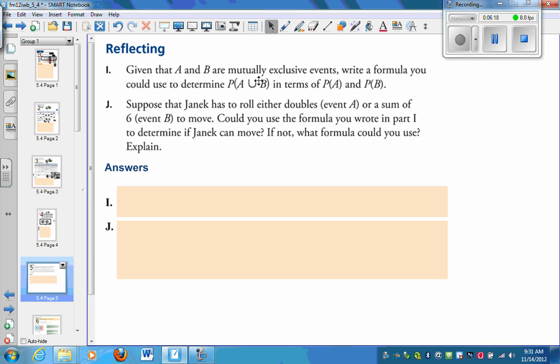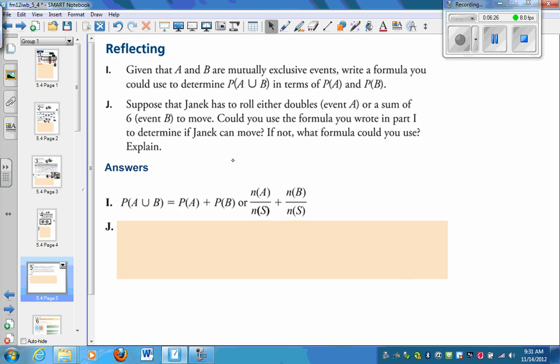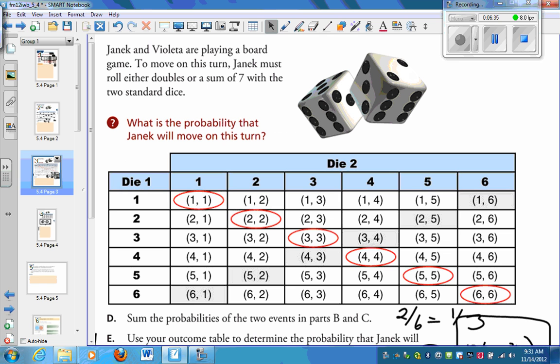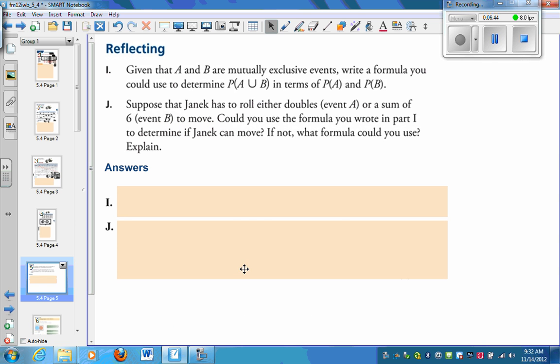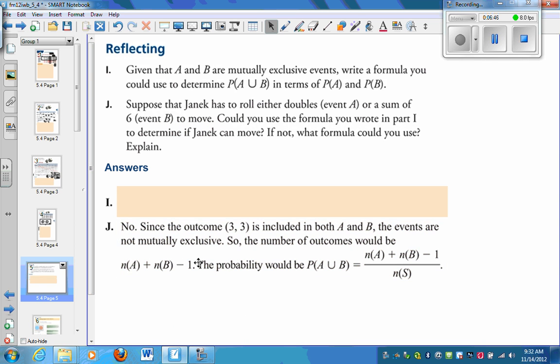Given that A and B are mutually exclusive, write a formula that you could use to determine the probability. So the probability of A or B equals the probability of A plus the probability of B. Suppose that he has to roll either doubles or a sum of 6. Could you use the formula from part 1? Well, is there any way to get both doubles and a sum of 6? Oh, look, this is not mutually exclusive because this is both a double and a sum of 6. So we could not use that formula. We would have to subtract 1 because there's 1 overlap.